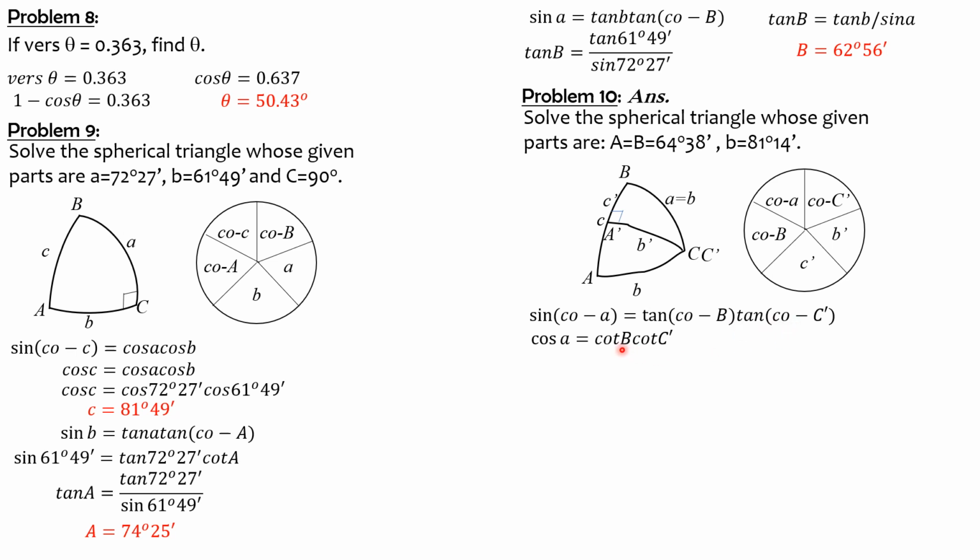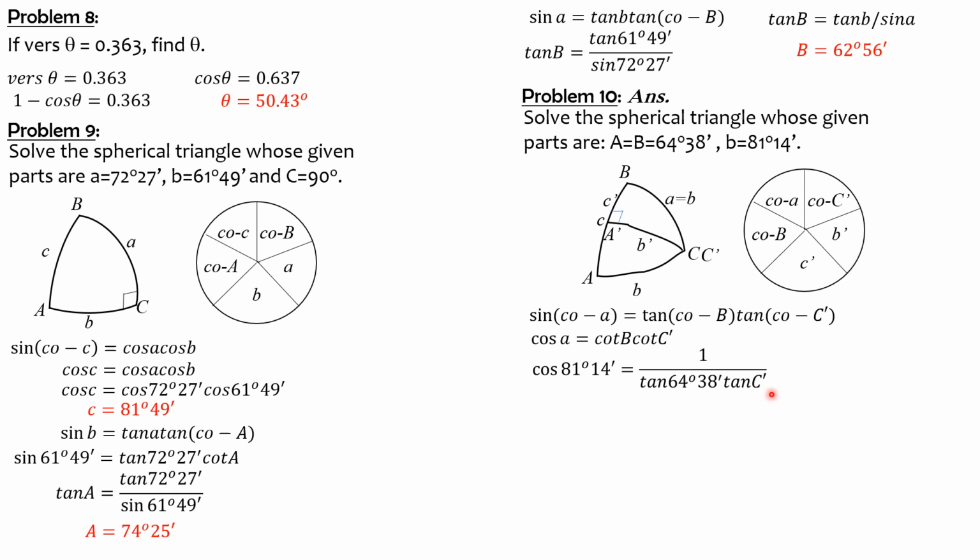And remember that cotangent is 1 over tangent. So cosine of 81 degrees 14 minutes is equal to 1 over tangent of 64 degrees 38 minutes, which is B, times 1 all over tangent of 64 degrees 38 minutes, then times tangent of C prime in the denominator.